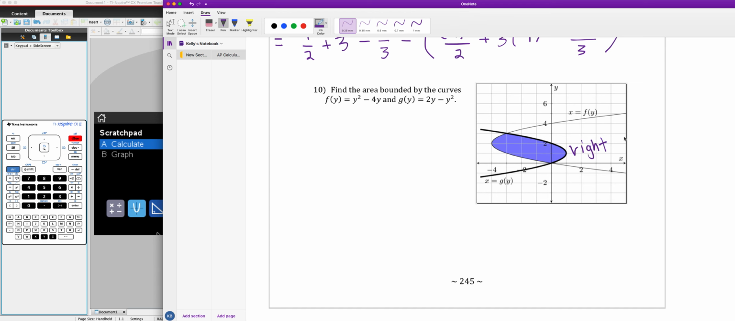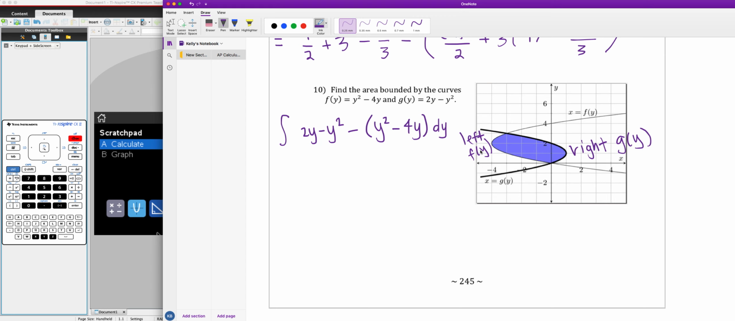So what that tells me is that my right curve is going to be the g of y function, and my left curve over here is going to be the f of y. So when I set up my integral, I'm going to start with my right curve, 2y minus y squared, minus my left curve, which is y squared minus 4y, with respect to y.